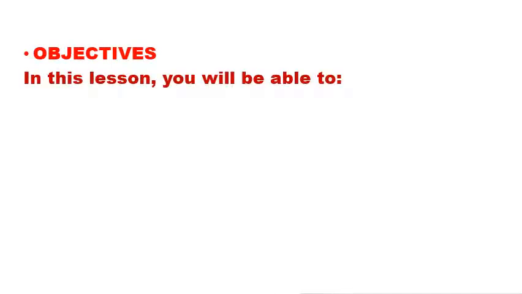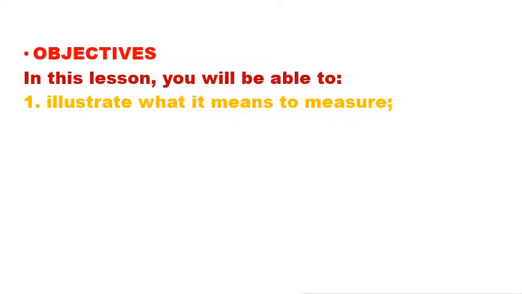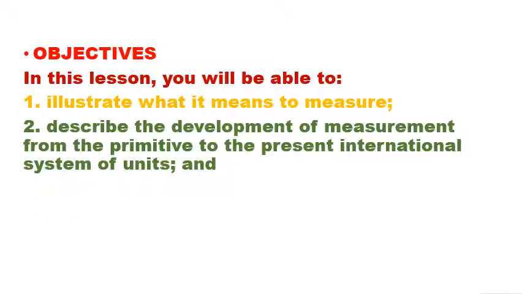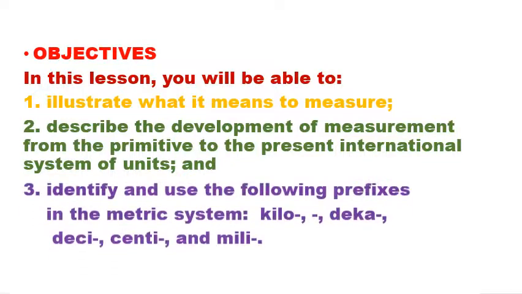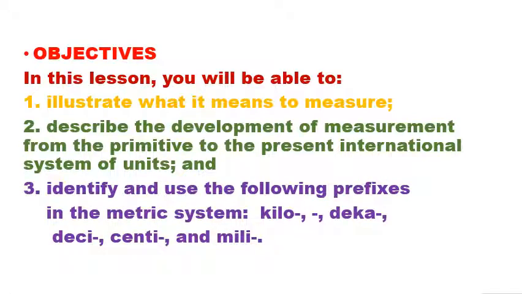So for our objectives in this lesson, you will be able to illustrate what it means to measure. Number 2, describe the development of measurement from the primitive to the present international system of units. And number 3, identify and use the following prefixes in the metric system. So we have kilo, deka, deci, centi, and milli.